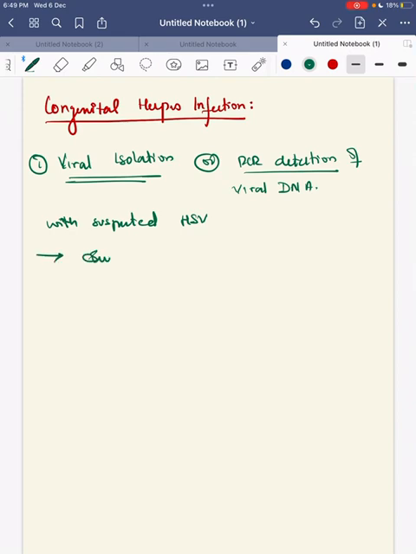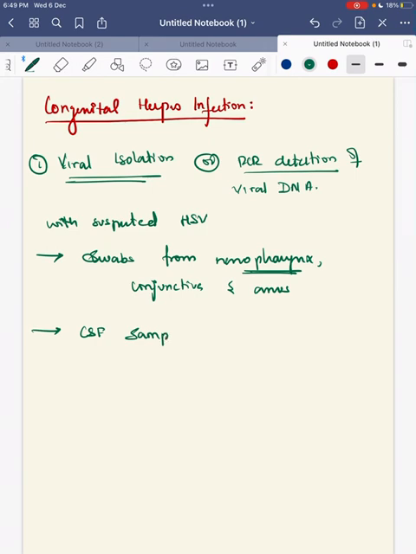So how do you take the sample? Swabs are taken from the nasopharynx, conjunctiva and anus for viral isolation and PCR detection of viral DNA. Then, if the child is found to have a CNS manifestation, you take a CSF sample for HSV PCR.